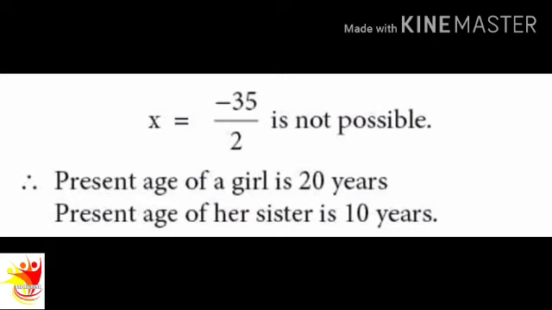x is her sister's age. Therefore, the present age of her sister is 10 years. The present age of the girl is 20 because it is twice her sister's age. 2x means 2 into 10, that equals 20 years. Therefore, the present age of the girl is 20 years and the present age of her sister is 10 years.